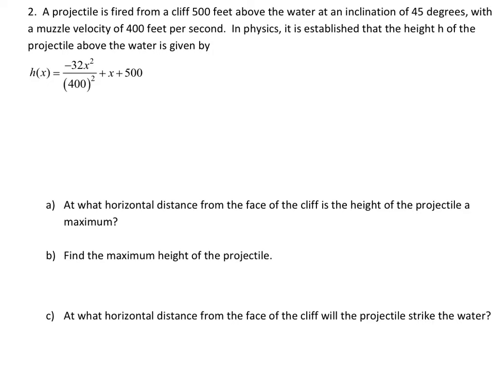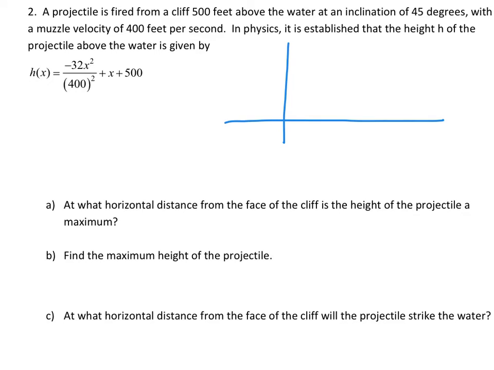Okay, physicsy people, this question here should get kind of familiar. So we have a projectile, or we're going to kick a ball or throw a ball or something, and this time it's off a cliff 500 feet above the water with an inclination of 45 degrees. That right now to us is not super important because they're going to hand me the formula here in a minute, but that's good to know for later on. 45 degrees with a muzzle velocity of 400 feet per second, and then the height equation as a function of x is given by this function.